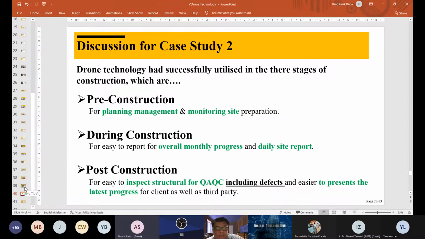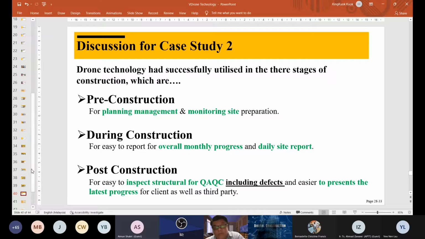So basically what we can conclude here is that in pre-construction, drones can successfully be used for planning, management, and monitoring the site preparation. During construction, it is even easy for reporting overall monthly progress and daily site reports, and it can be used as part of the progress claim. And then after construction, the drone can be used to inspect QA/QC, especially the parts that are difficult to access.